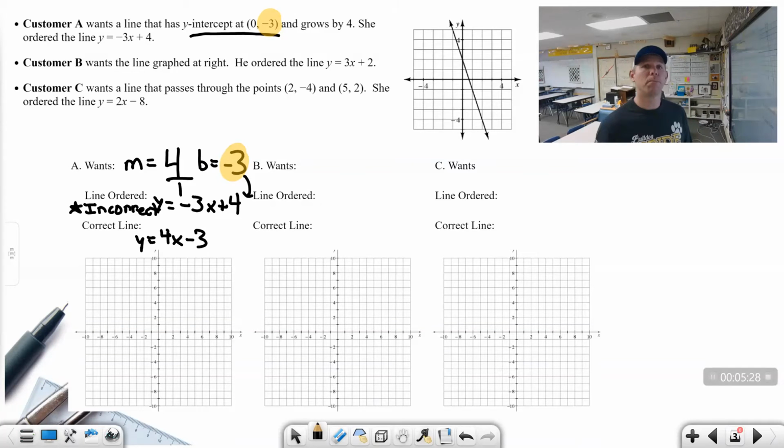There are 2 points that matter in a rule. The beginning value, which is the y-intercept, and the growth. So we're going to go through and look. Okay, here's the beginning value, -3. The y-axis goes up and down. So we're going to go down to -3 and put a point.